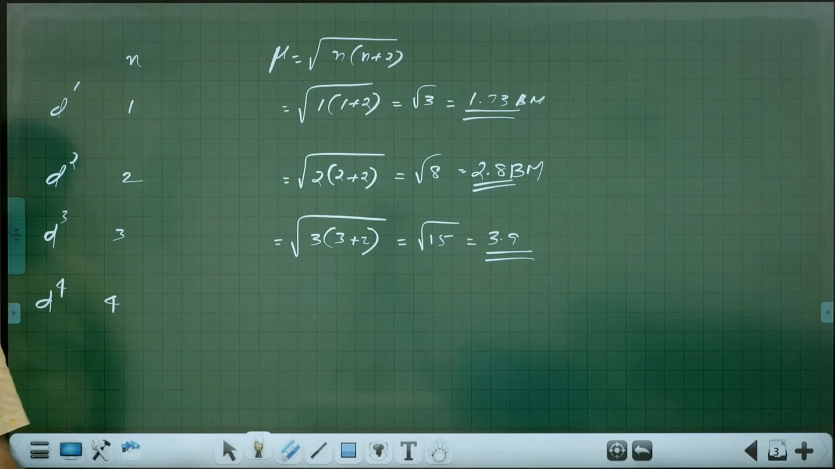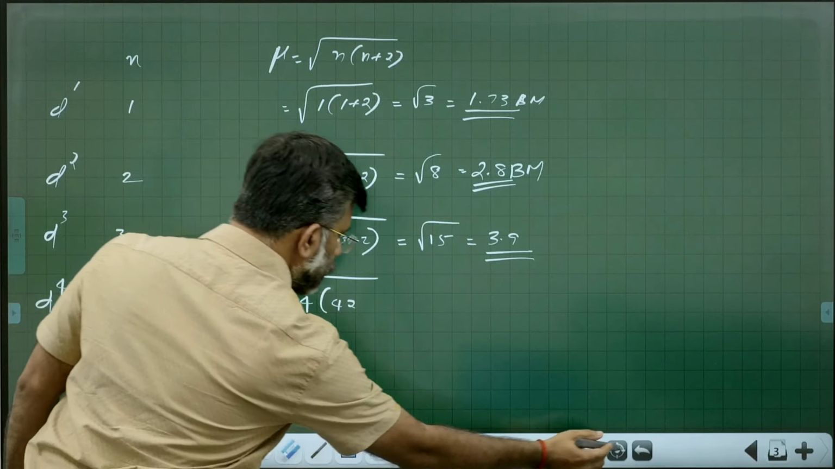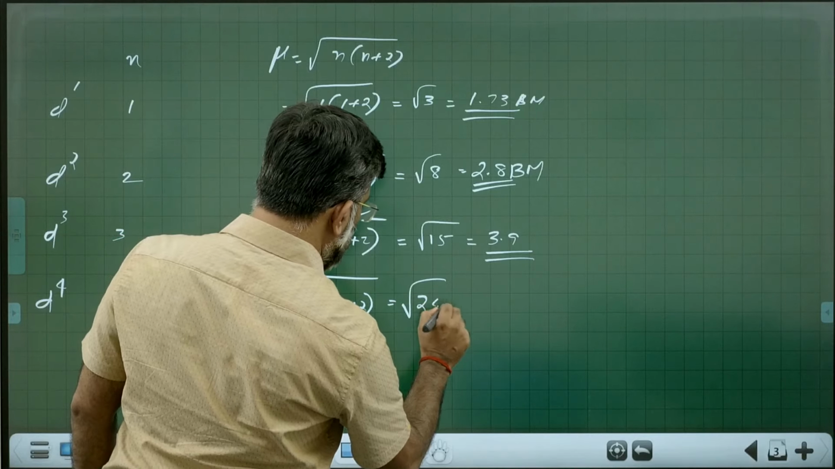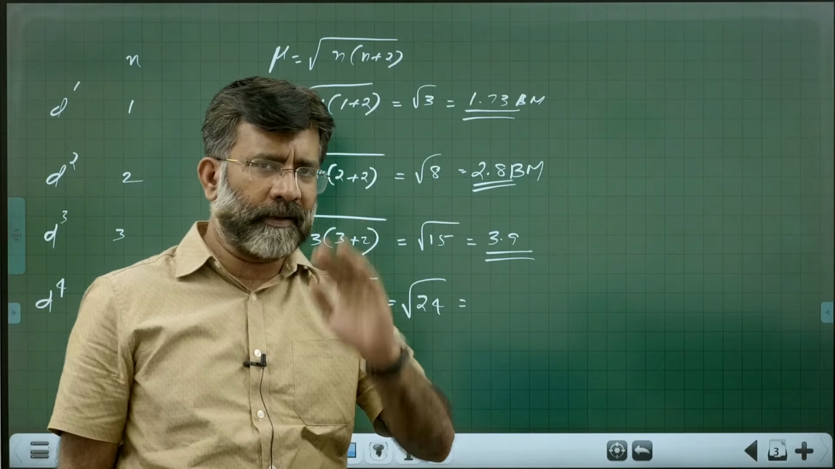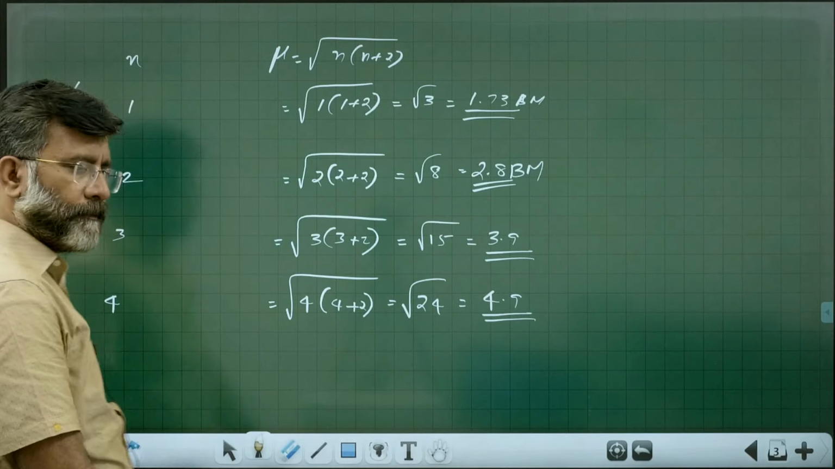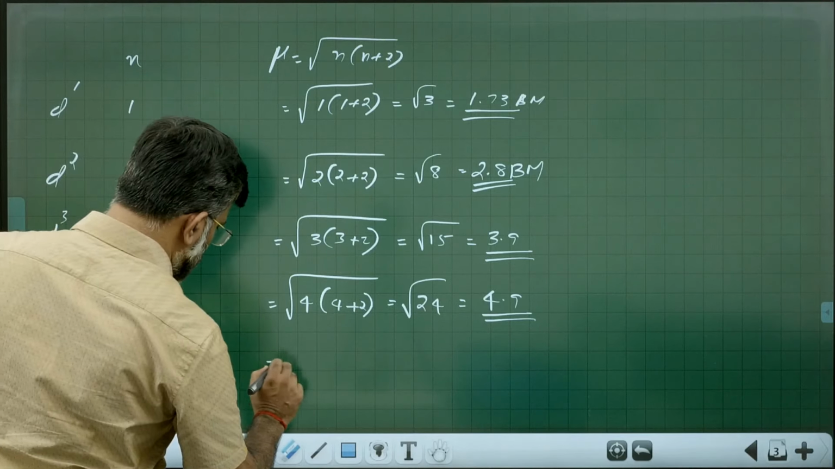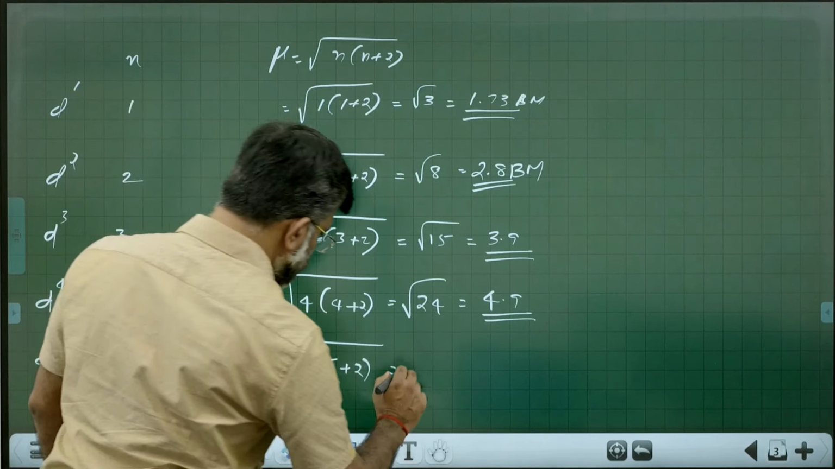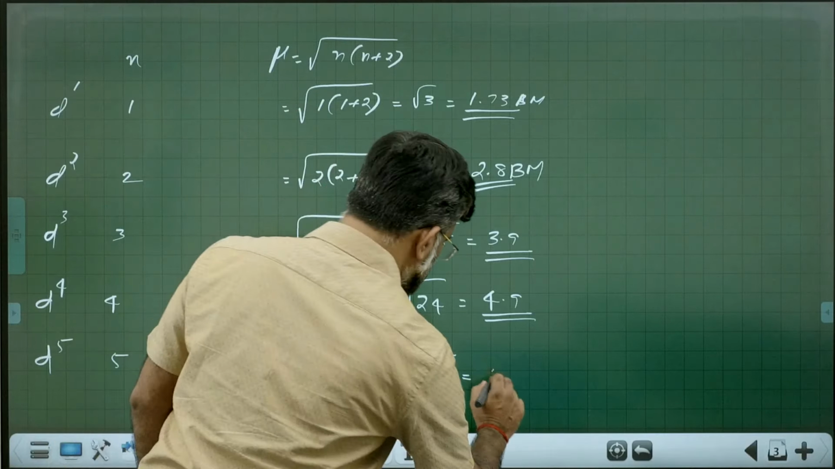d4, that is 4 unpaired electrons, it will be root of 4 into 4 plus 2, that will be root 24. Root 25 will be 5, root 24 will be slightly less than 5, so it is 4.9 Bohr magneton. Now the d5 system, 5 unpaired electrons, and that is the maximum. It is root of 5 into 5 plus 2, that is root 35. Root 36 is 6, root 35 is 5.9.